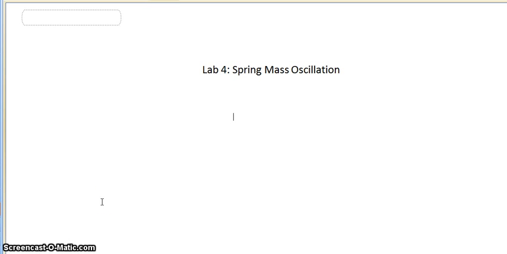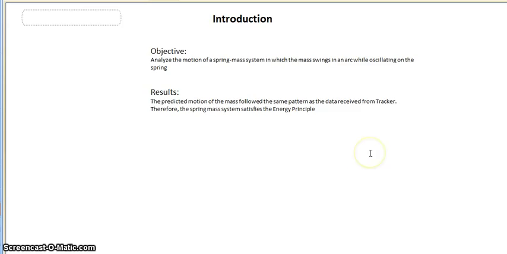This is Lab 4, the Spring Mass Lab. The objective of this lab was to analyze the motion of a spring mass in which the mass was swinging in an arc while oscillating on the spring.